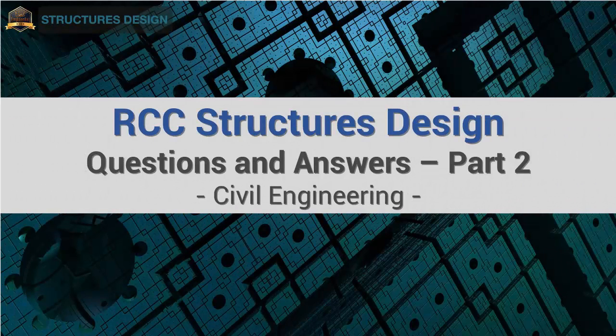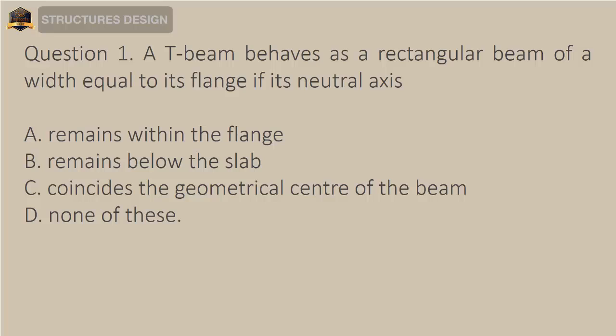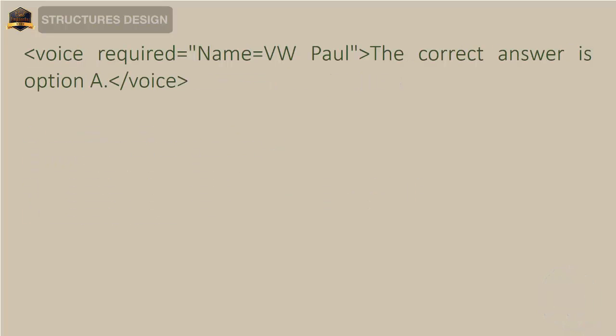Civil Engineering RCC Structures Design Questions and Answers Number 2. Question 1. A T-beam behaves as a rectangular beam of a width equal to its flange if its neutral axis: A, remains within the flange; B, remains below the slab; C, coincides the geometrical center of the beam; D, none of these. The correct answer is option A.